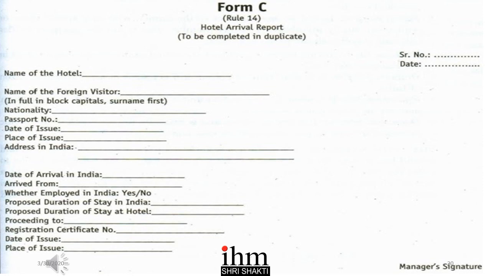If the stay exceeds more than 180 days, residential permits are issued. Two copies of the C form are made. One is sent to the Foreigners Regional Registration Office and the other remains as the office copy with the hotel.